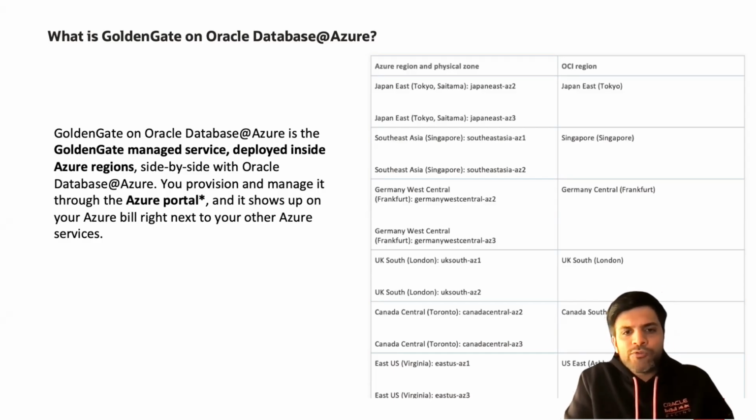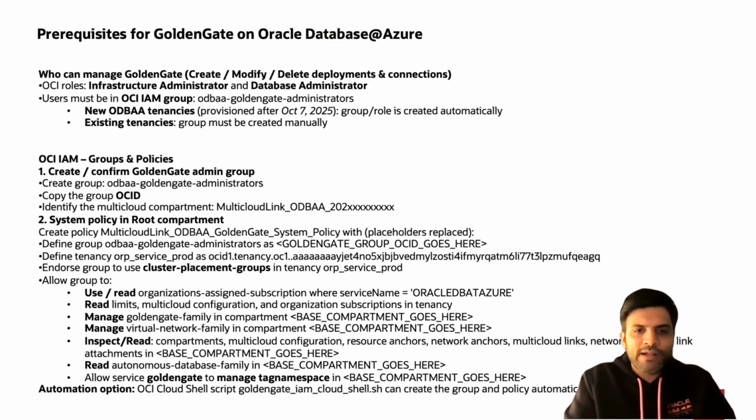Before we jump into the demo, let's quickly look at what's required to run GoldenGate on Oracle Database at Azure. From an access perspective, GoldenGate deployments are typically managed by infrastructure and database administrators. In OCI, the key is that the user must be part of the ODBAA GoldenGate administrators group. If your Oracle Database at Azure tenancy was provisioned after October 7th of this year, this group and roles are already created automatically. For any older existing tenancy, you'll need to create this group manually within OCI IAM and then attach the correct policies.